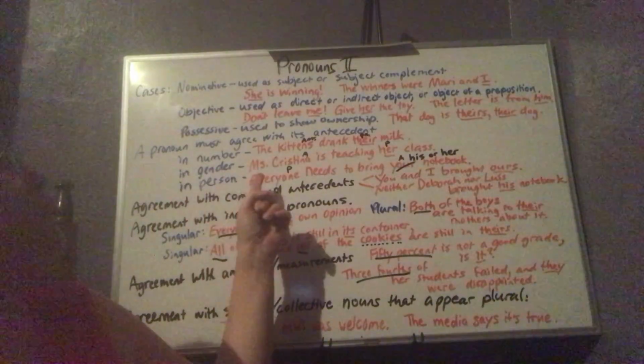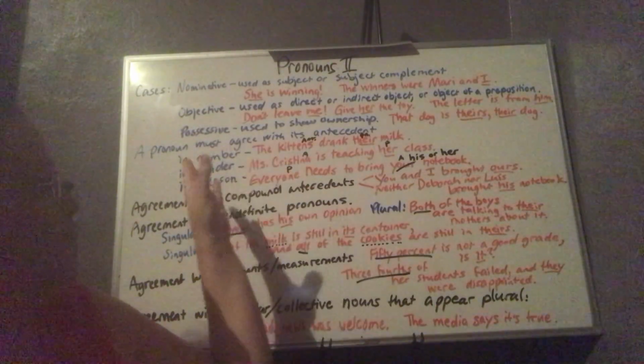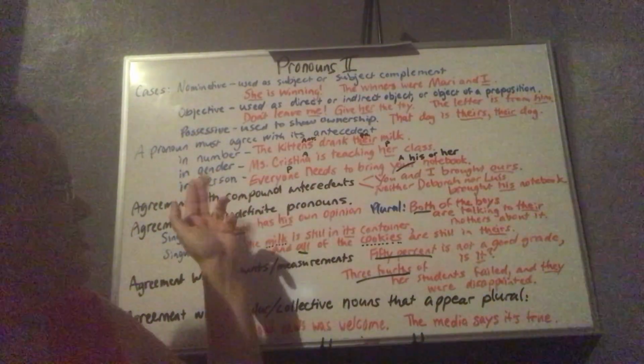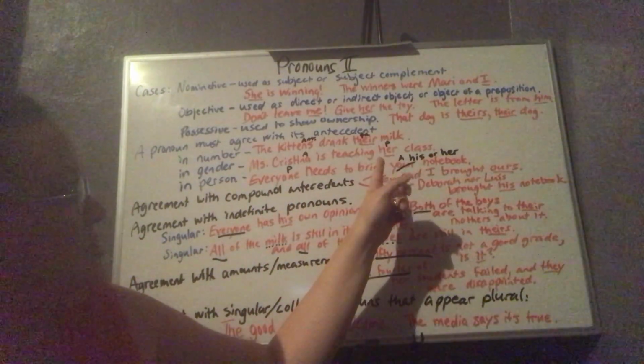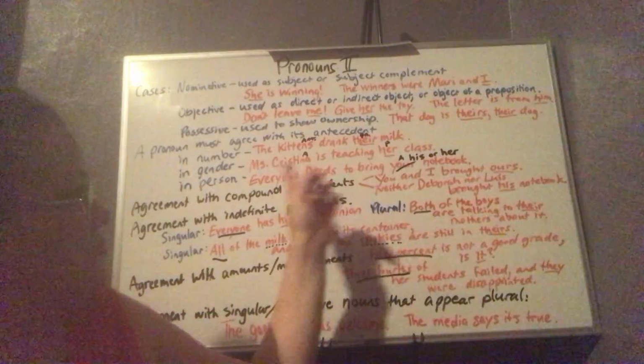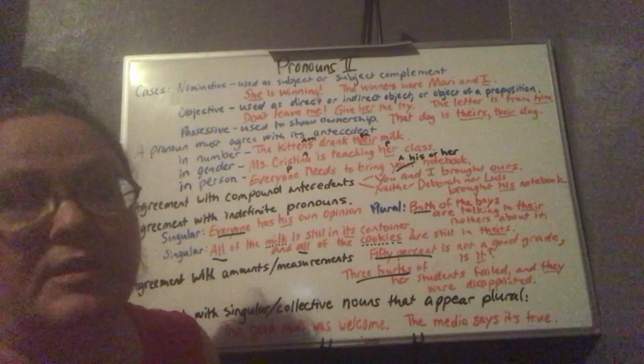In gender, they need to agree with the antecedent in gender. This one says, Ms. Christina is teaching her class. So I don't say his class because Miss Christina is not a man.